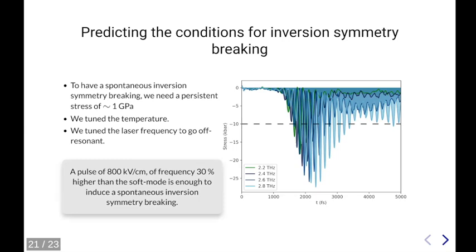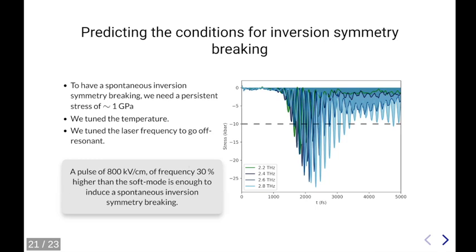But even more interesting, if we tune the frequency to be off resonant with respect to the ferroelectric mode, now we observe a persistent stress after the pulse has already disappeared. After 2 picoseconds the pulse disappeared completely, and you can see that still after 5 picoseconds we have an oscillating stress that reaches 1 gigapascal, which would be enough to create a ferroelectric state.